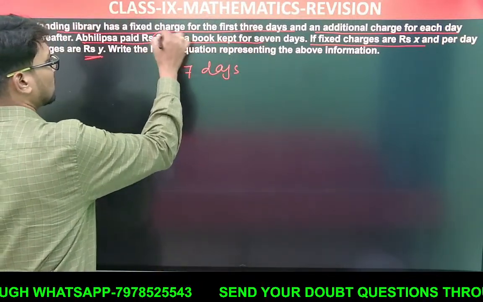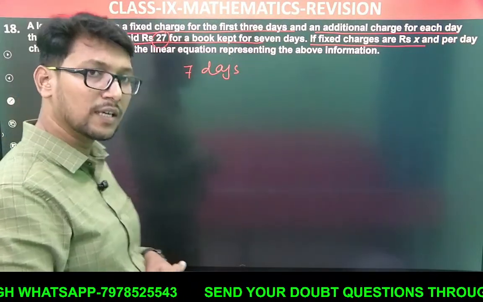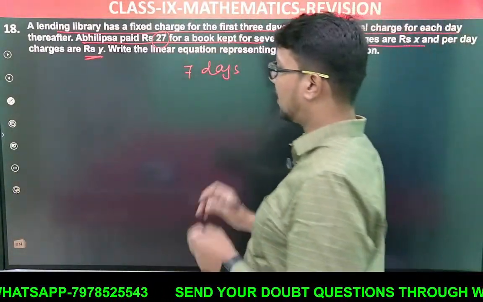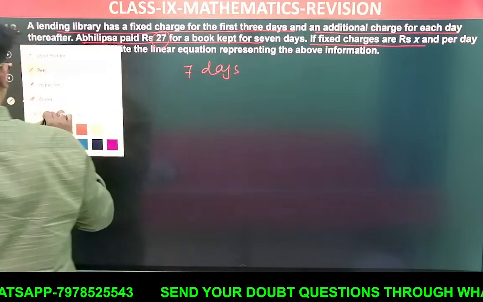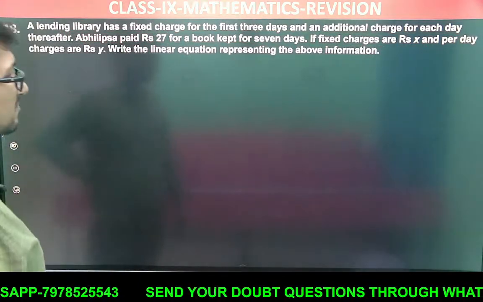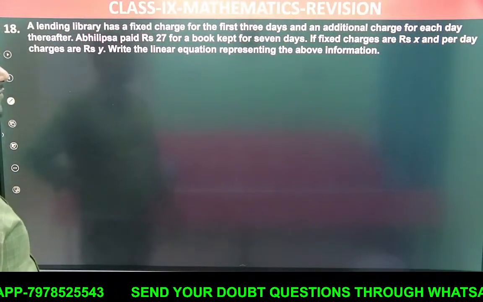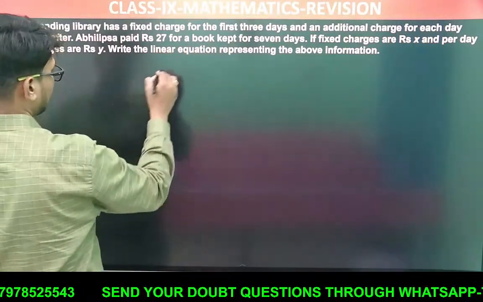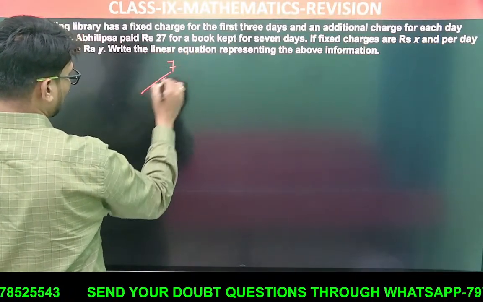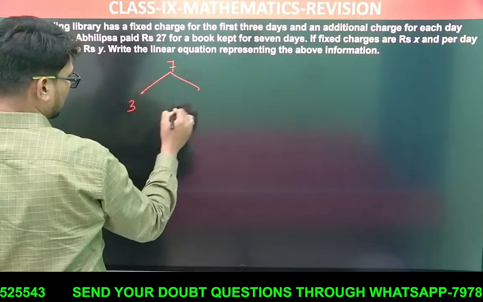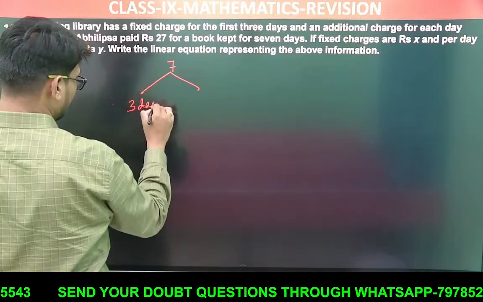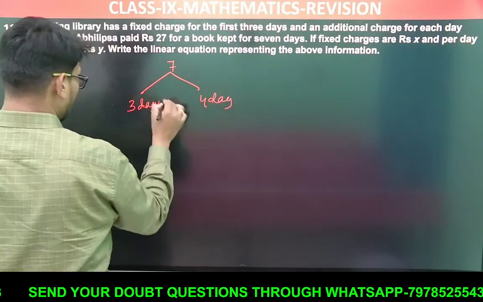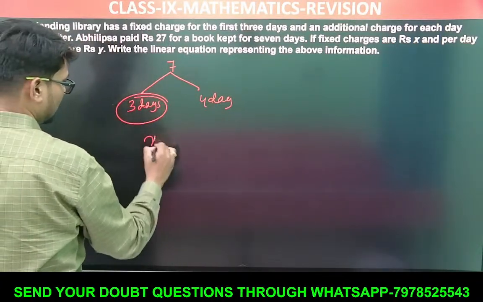Total paid how much? 27. Kept how many days? 7 days. We have to write a linear equation. Check how. Now, fixed charge is X rupees. So she kept it for 7 days. Let us split 7 into 3 days and 7 minus 3, 4 days. The 3 days is under the fixed charge, that is X rupees.